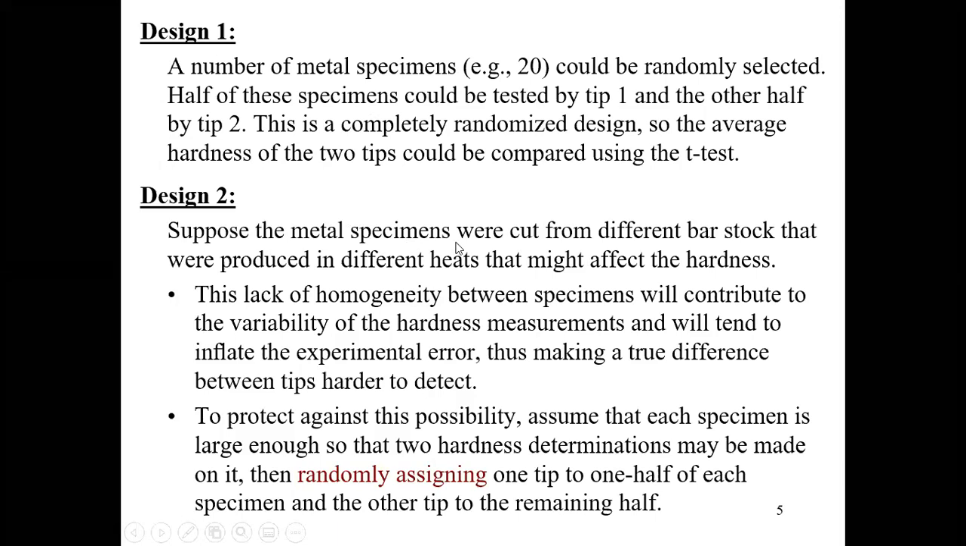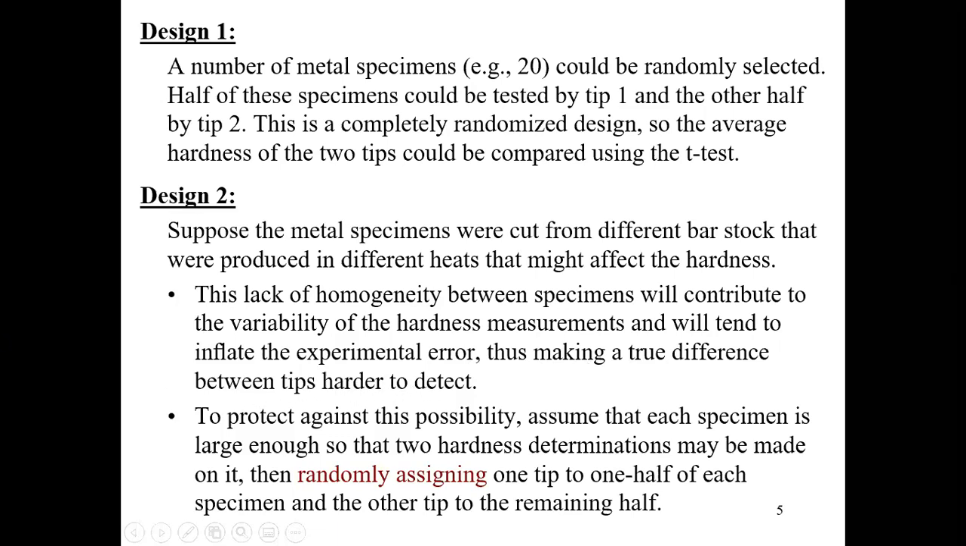Suppose the metal specimens were cut from different bar stock that were produced in different heats that might affect the hardness. So this lack of homogeneity between the specimens will contribute to the variability of the hardness measurements and will tend to inflate the experimental error, thus making a true difference between tips harder to detect.